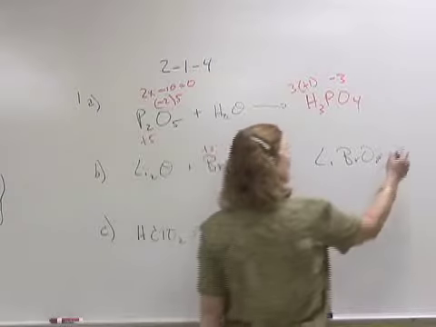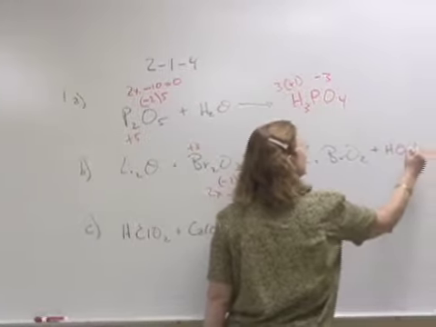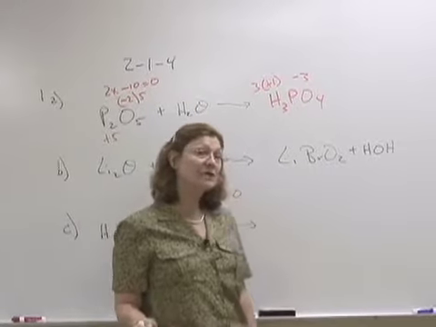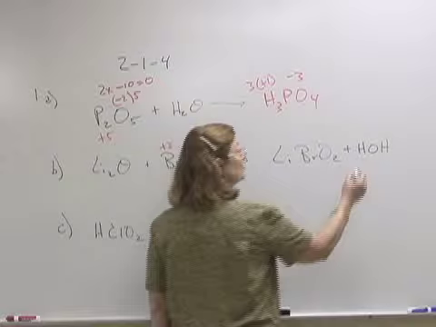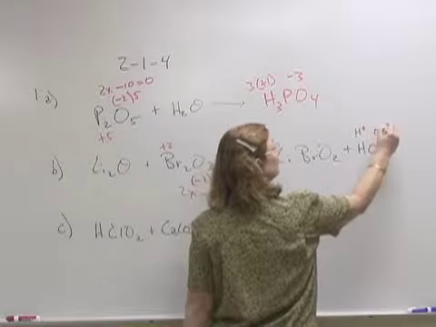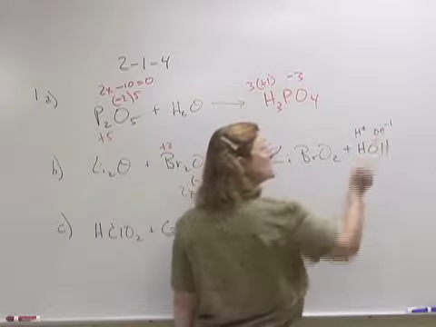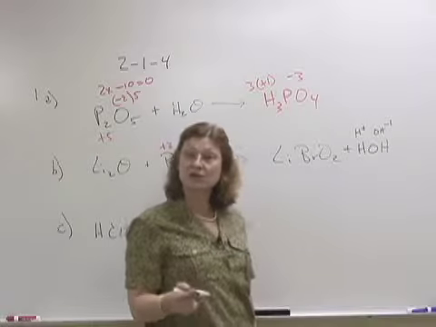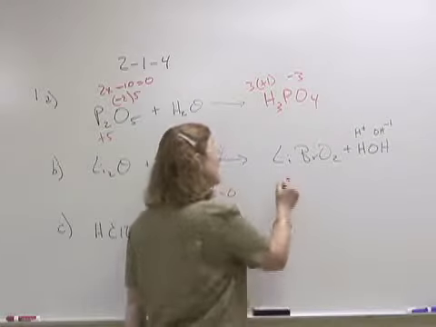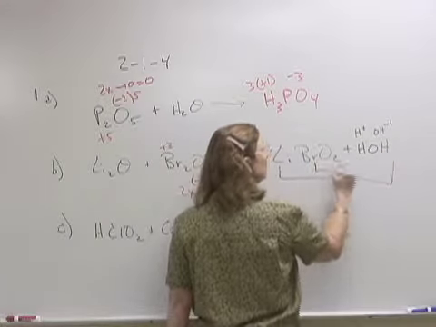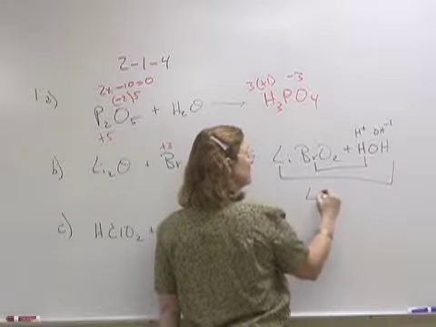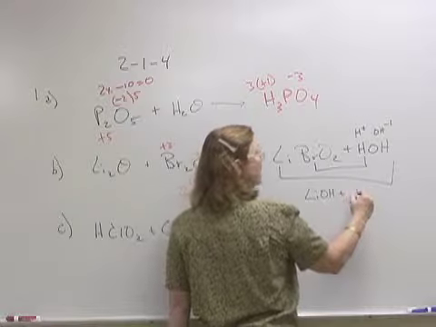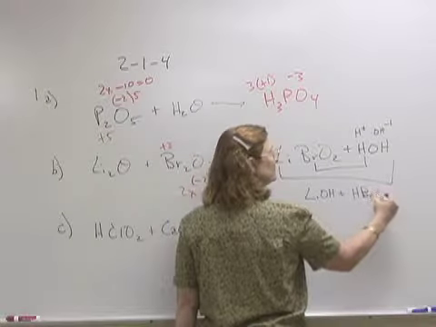So I'm going to add water. Now you'll recall that we add water as HOH because it separates as hydrogen ions and hydroxide ions. The hydroxide ions will form the base and the hydrogen ions will form the acid. They do the do-si-do. And therefore I am going to get lithium hydroxide and bromous acid.